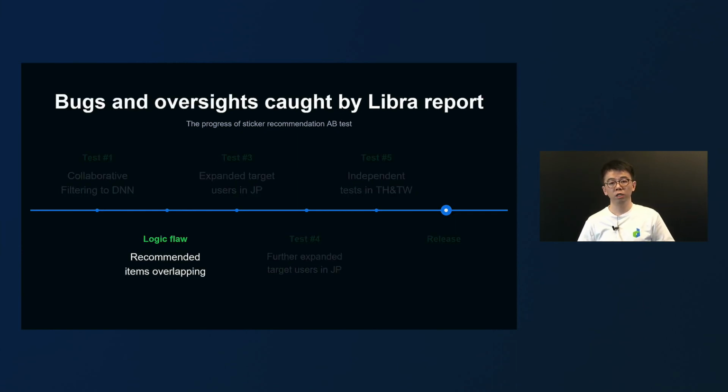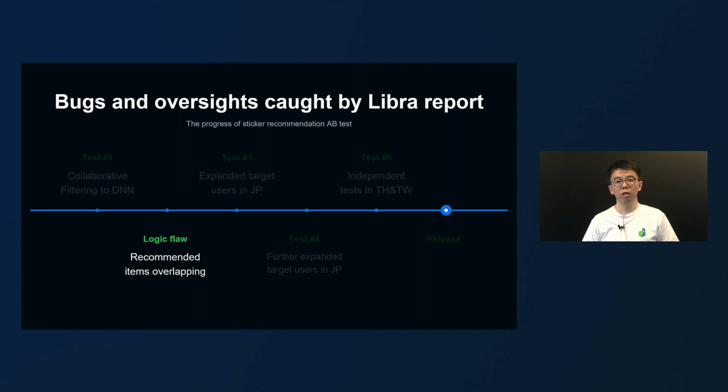However, this 3 months of testing wasn't a smooth journey. Machine learning logic mistakes and configuration errors integrating to the service-side system occurred about 3 times along the way. But all those were detected by the Libra report, so it didn't affect the release.